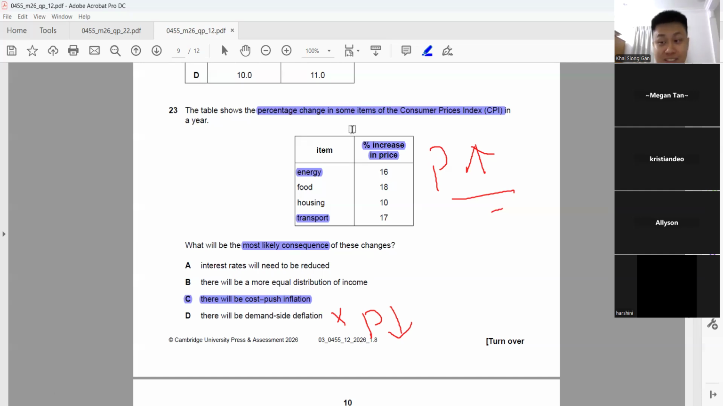Seems like you're making a lot of mistakes in this paper.